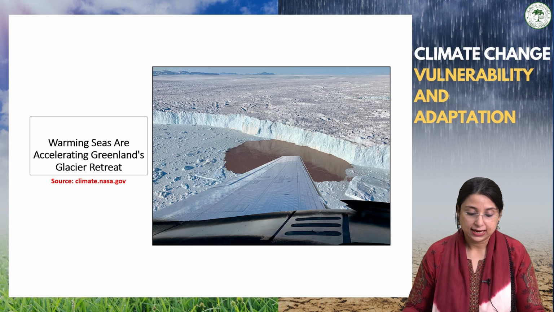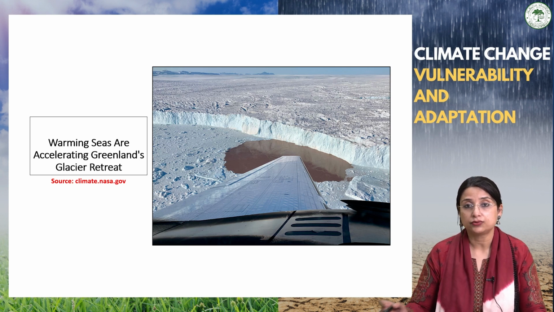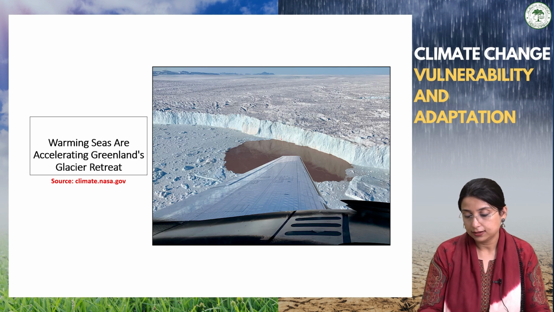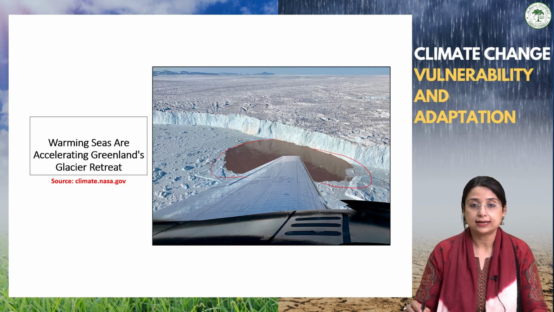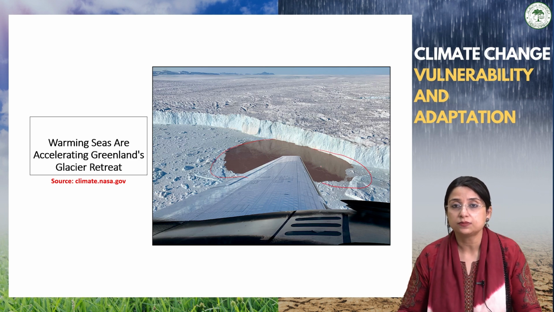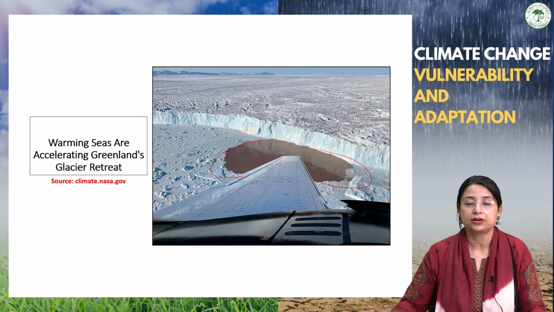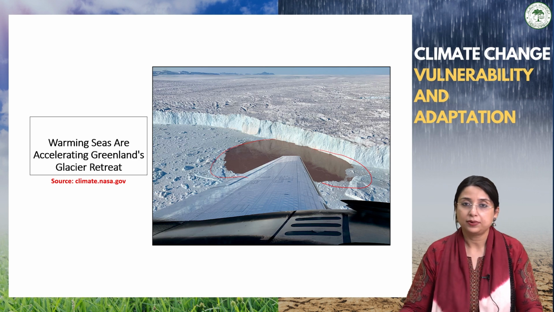This picture highlights that warming seas are accelerating Greenland's glacial retreat. You can see here that warming seas are accelerating Greenland's glacial retreat. And what is the reason behind the warming of seas or rising temperature of sea? That is simply attributed to global warming.